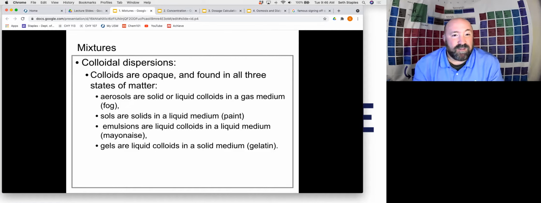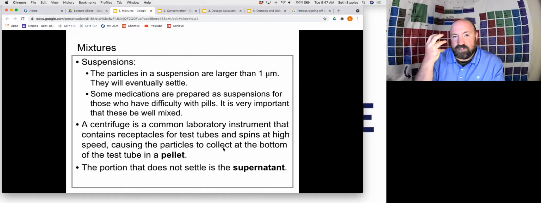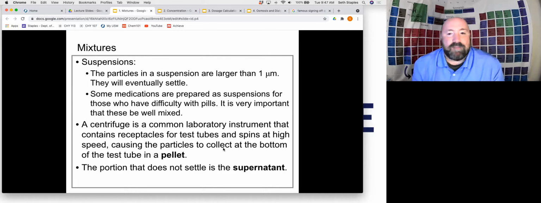Sometimes suspensions have to be separated, and that's what a centrifuge is for. You may have seen centrifuges, especially on shows trying to show you science. They'll throw something into a centrifuge and have it spin around for a while, and that's very sciencey for anyone watching. What a centrifuge does is spin at very high speeds and force the particles in a suspension down into the bottom, which we call the pellet. The portion that does not settle is called the supernatant.